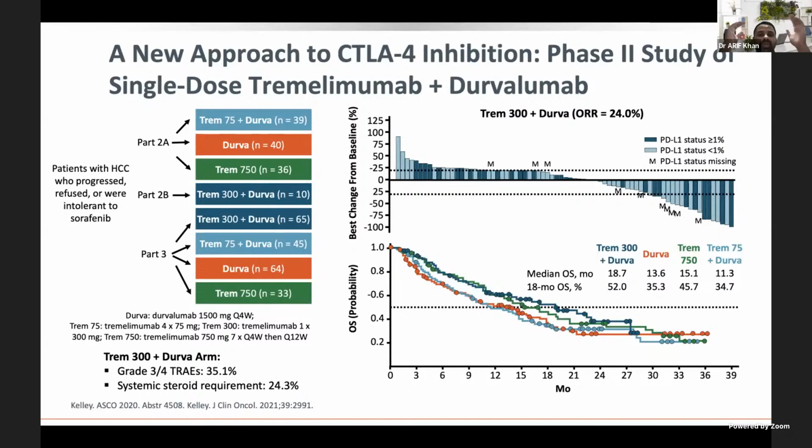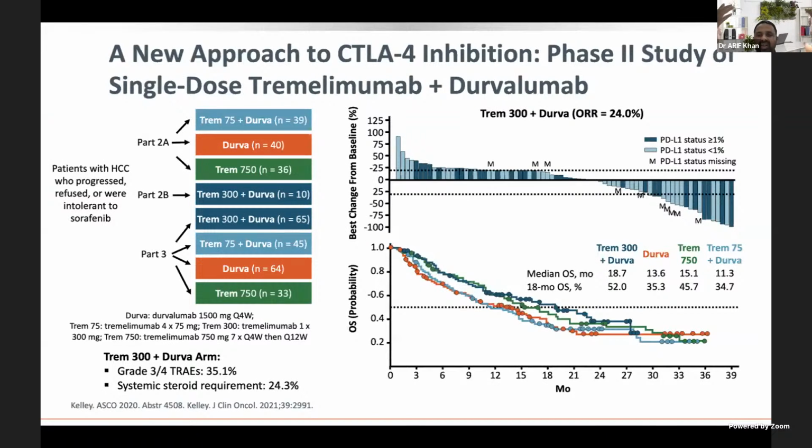And coming to it, all started with the dual immune checkpoint inhibitors after immune checkpoint inhibitors along with VEGF TKI. So after that, they moved on to dual checkpoint inhibitors. They did a phase 2 study here, Durva with Tremi. They tried different dosage regimens, different schedules.